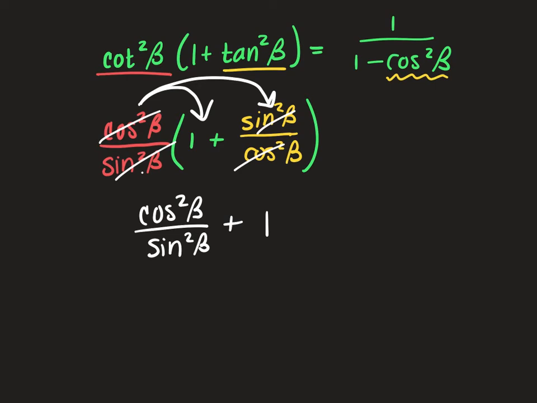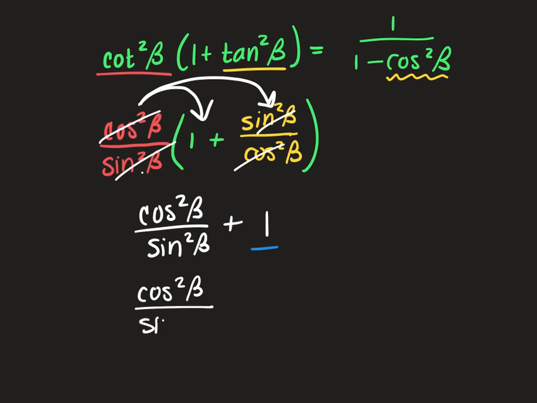So then now we need to, how do we add those together? What do we have to do to add a fraction to another number? Get a common denominator. Oh, you're right. I see now. So that means we're going to take that 1 and make it sine squared over sine squared.